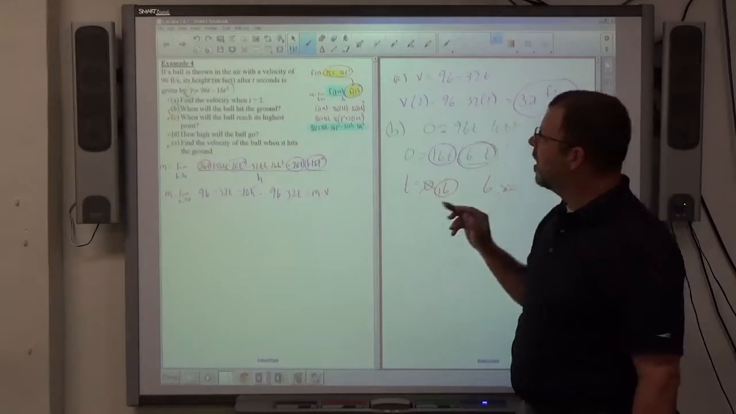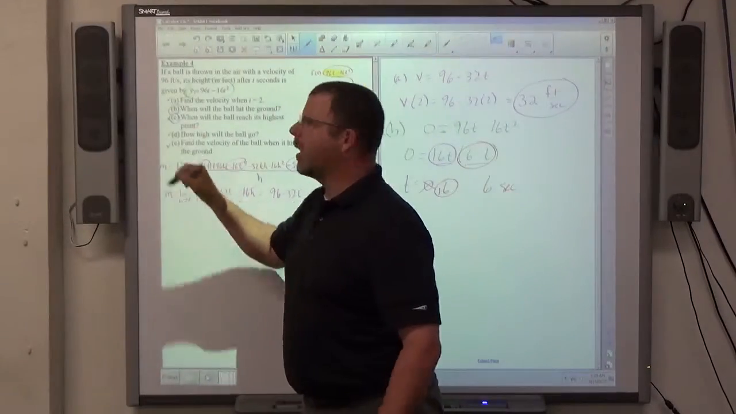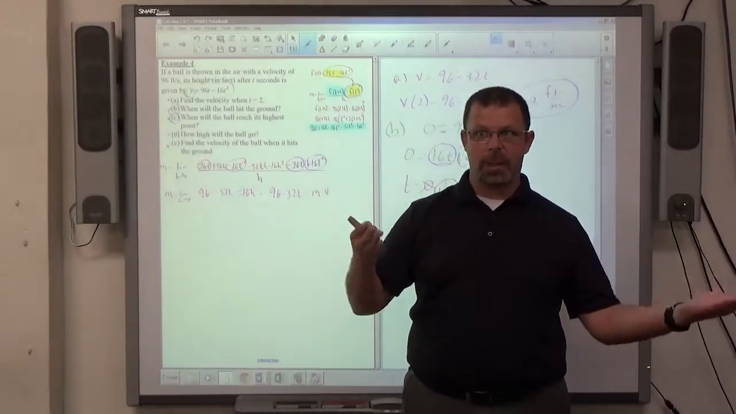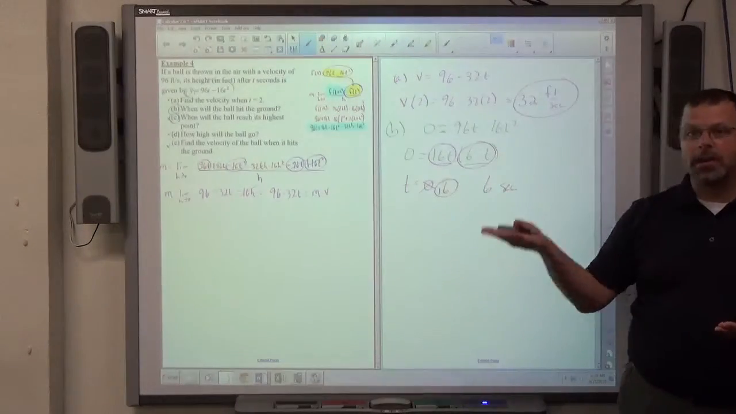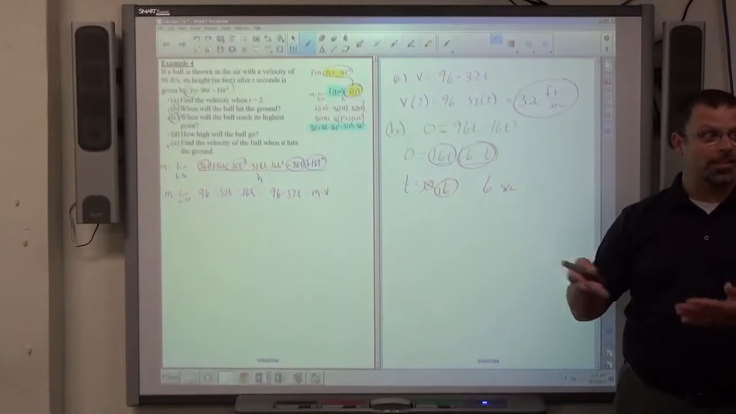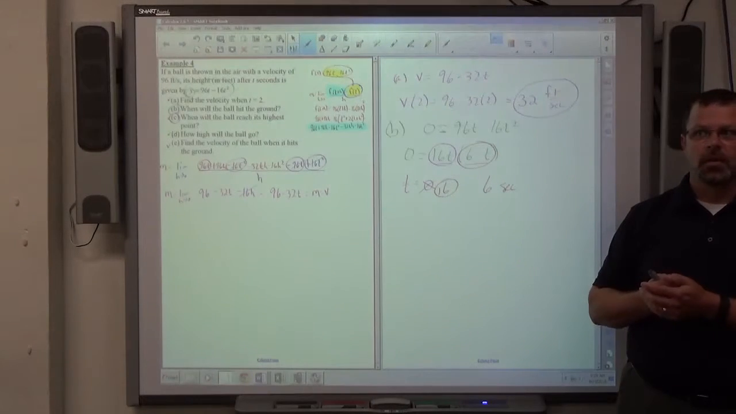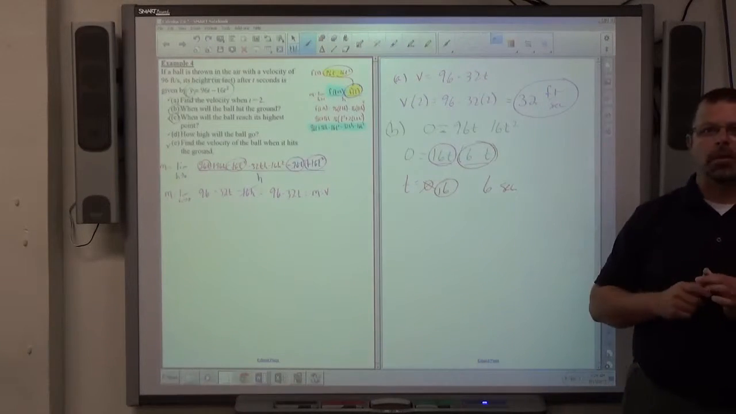Okay, moving on to part C. When will the ball reach its highest point? So again, I have a height function, I have a velocity function. It's obviously asking when it's going to hit the highest point. So it has to do with height, right? When it hits its highest point, what happened to the ball?